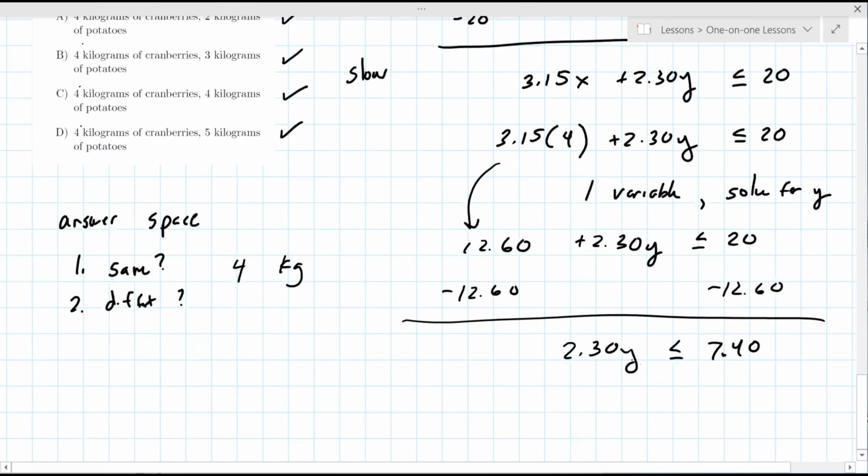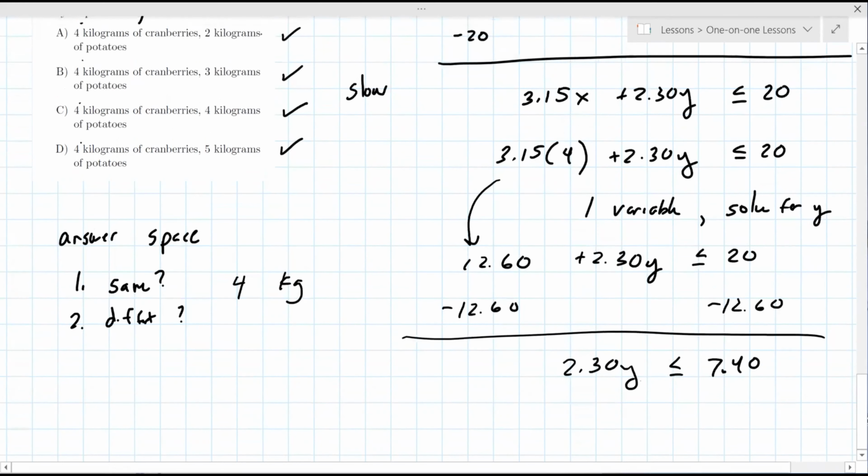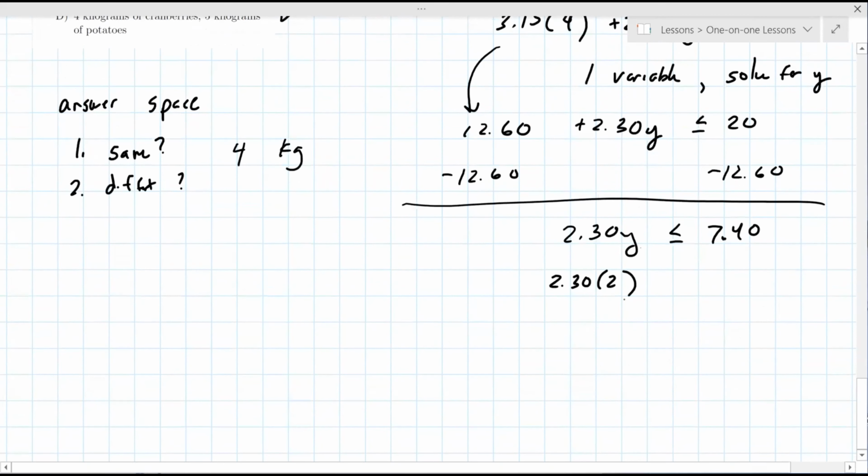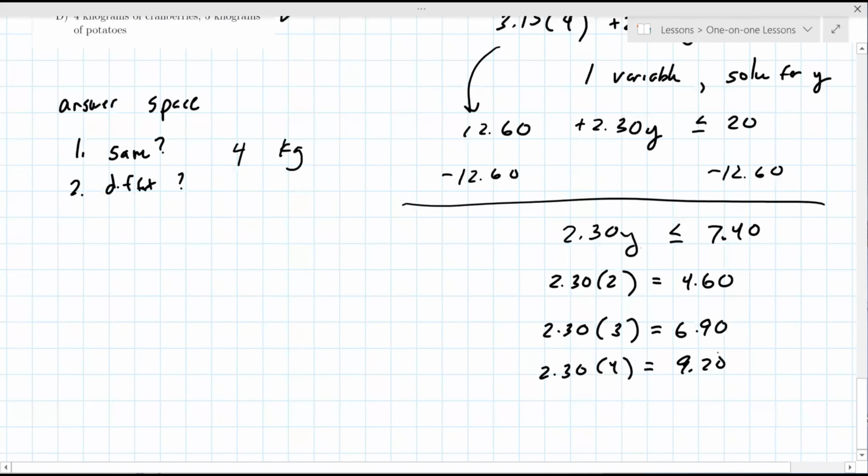So Y equals 1 works, but it's not the maximum. Y equals 2 works, but $2.30 times 2 is $4.60. There's still room in there. $2.30 times 3 is $6.90. $2.30 times 4 is $9.20. That's too high. So we know that the most they would buy is 3 kilograms to stay within their budget.